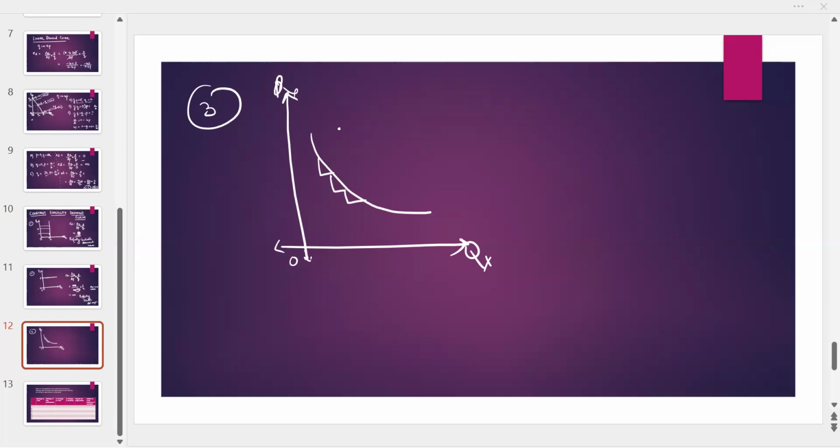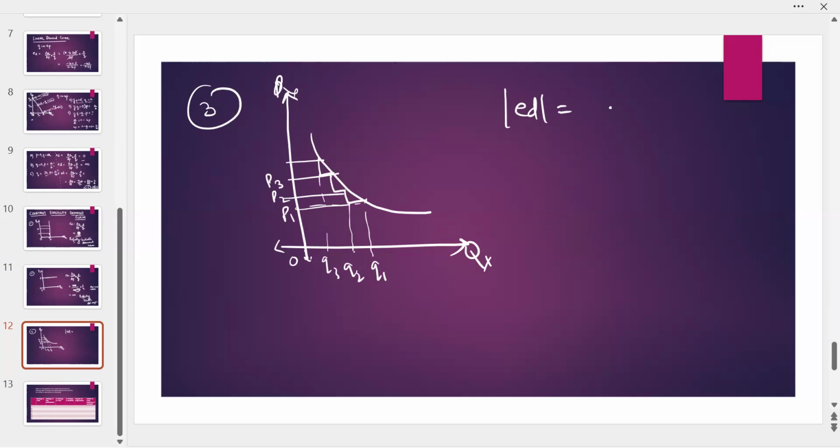What is happening? The percentage, like let's say P1 and at Q1, right? This is P2 and this is Q2. This is P3 and this is Q3.